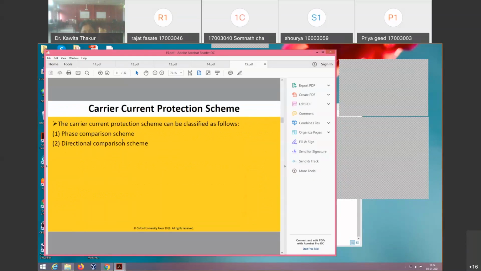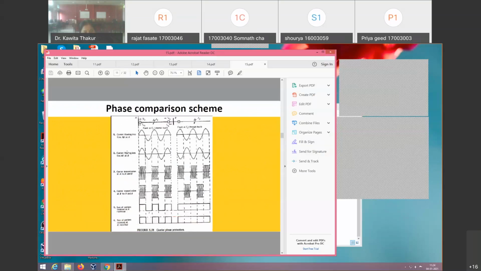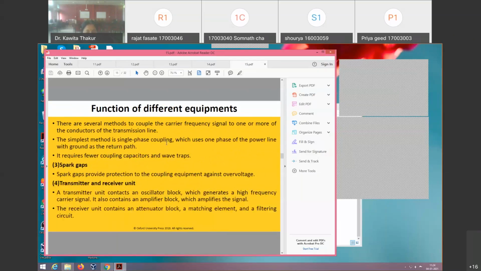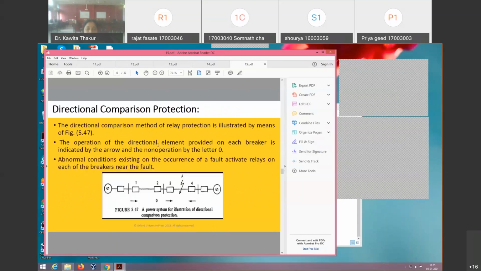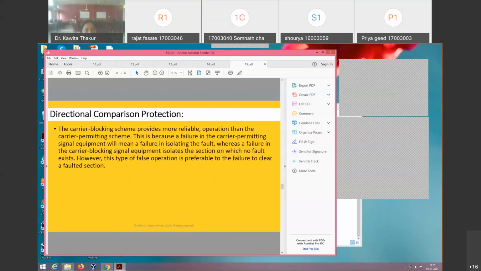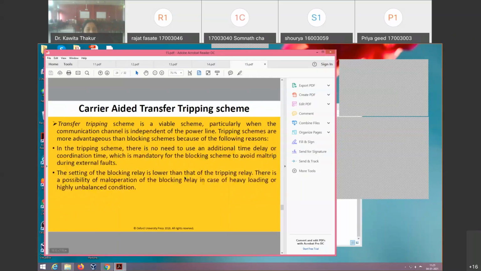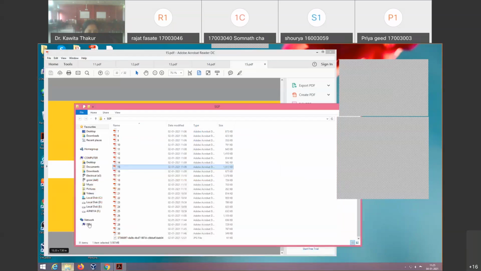Now in carrier aided, we have phase comparison and directional comparison. In phase comparison, we compare the phases of incoming current and outgoing current. Okay, this we have seen. And then in directional comparison, we compare the direction of the current. This we have already seen in the carrier blocking scheme and carrier tripping scheme. Advantages of both schemes we have also seen. Okay, now this is about our carrier aided distance protection.